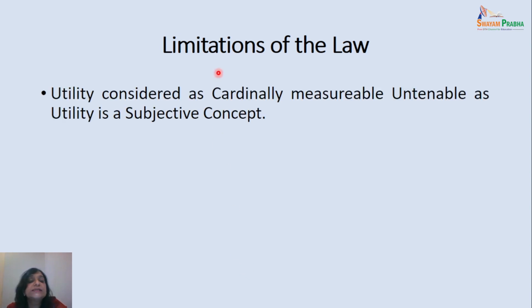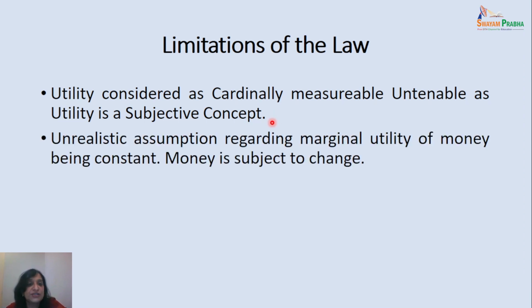Now this law has certain limitations. First of all, the assumption that your utility can be measured is untenable. It is very difficult if I ask you how much satisfaction have you got by having one chapati today. It will be very difficult to quantify and measure it. Also, this happens because utility is a subjective concept. One chapati today will give you a different satisfaction as compared to me having the same chapati at the same point of time. So it's a subjective concept.